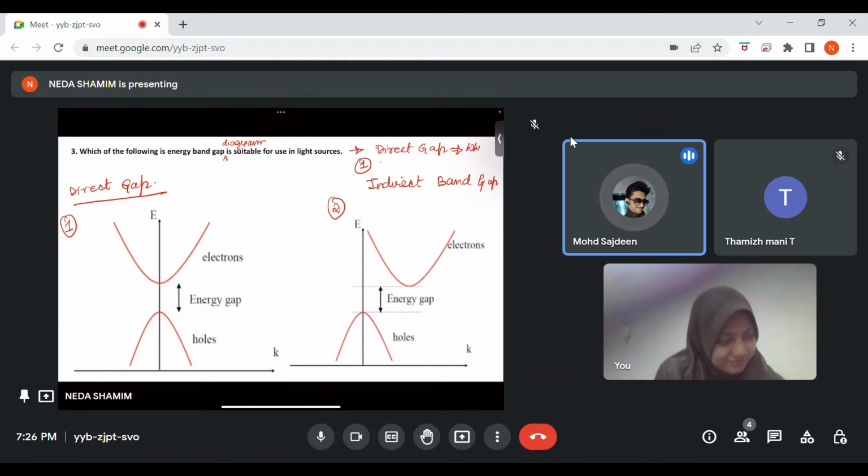Ma'am, because it is easy for the electron to go to the conduction band. And how is it then easy? He came to the valence band, then there is some release of photons.